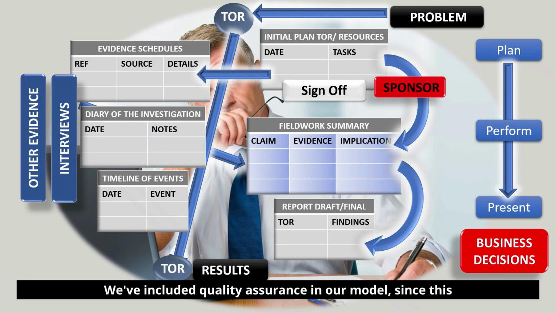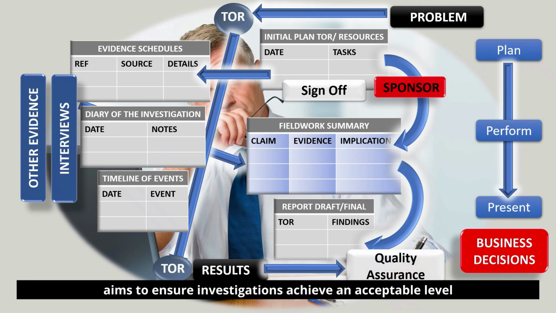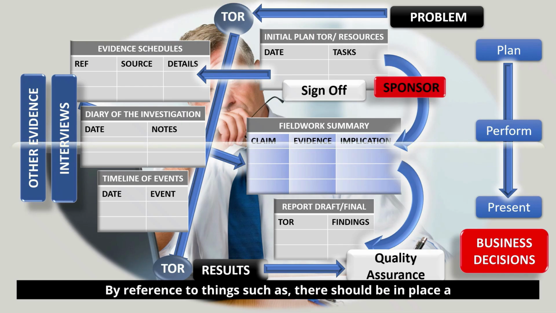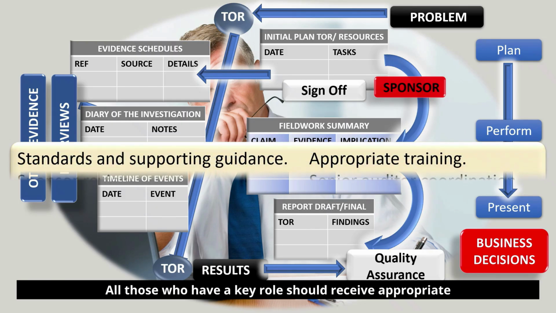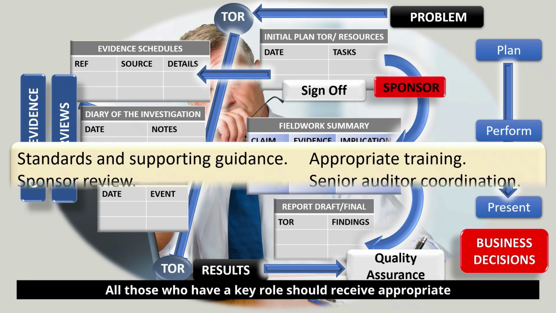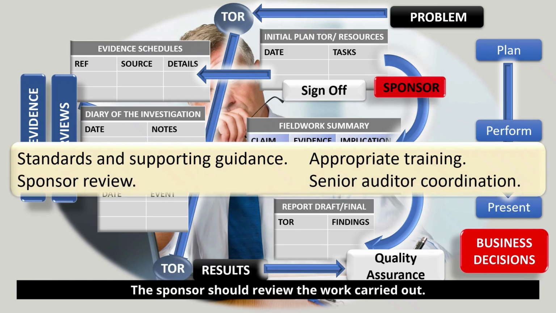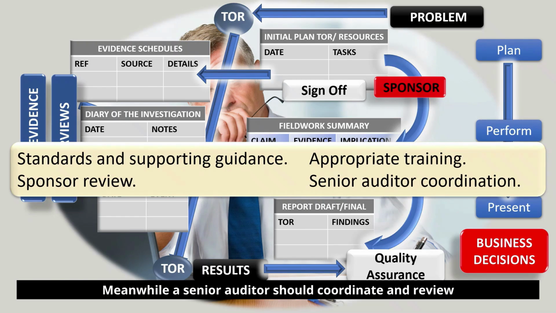We've included quality assurance in our model, since this aims to ensure investigations achieve an acceptable level of professionalism, by reference to things such as there should be in place a set of standards and supporting guidance. All those who have a key role should receive appropriate training. The sponsor should review the work carried out. Meanwhile, a senior auditor should coordinate and review the investigation.